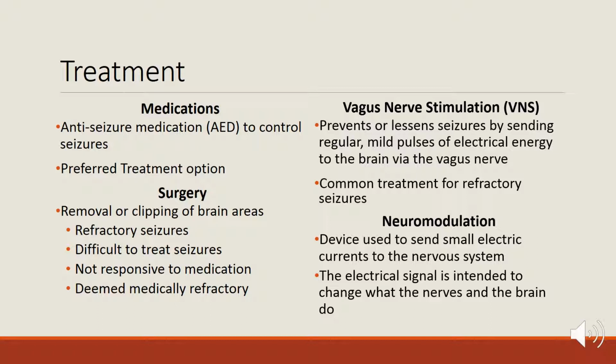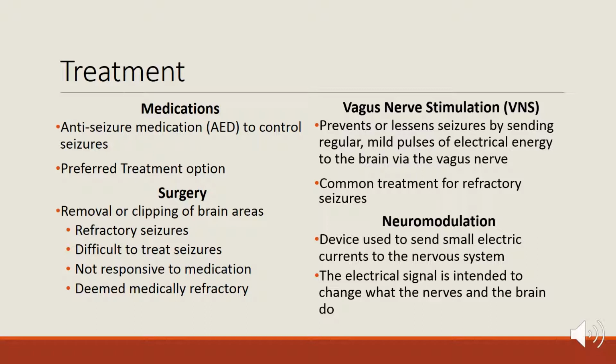There's also what's called vagus nerve stimulation. This prevents or lessens seizures by sending regular mild pulses of electrical energy to the brain via the vagus nerve. This is also a common treatment for refractory seizures. The VNS is a stimulation device that's implanted under the skin in the chest. Most of the time individuals are not aware of the stimulation when it's working. But individuals that are aware of their seizures can swipe a magnet over the device in their chest, and it sends out a burst of stimulation to the brain.